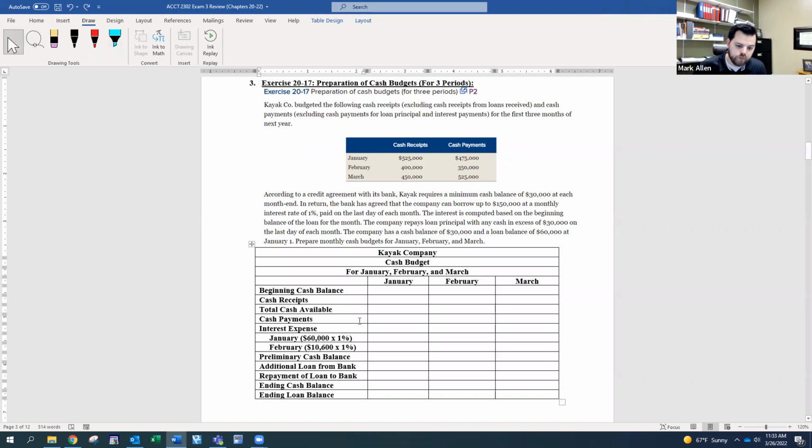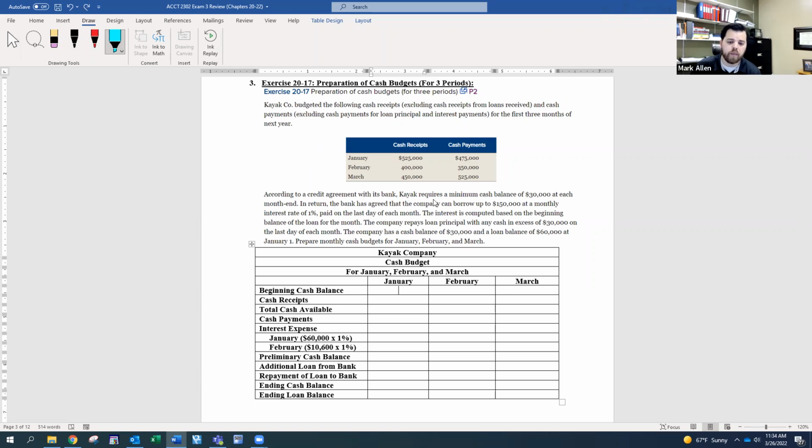So here we go. In this case, we're going to look at Kayak Company. They budgeted the following cash receipts, which of course doesn't include any additional loans they may need, and cash payments, which of course doesn't include any cash payments for loan principal and interest. So we will have to still consider a few things, but certainly not to the same breadth that we were doing in class or on the homework for the first 3 months of the next year.